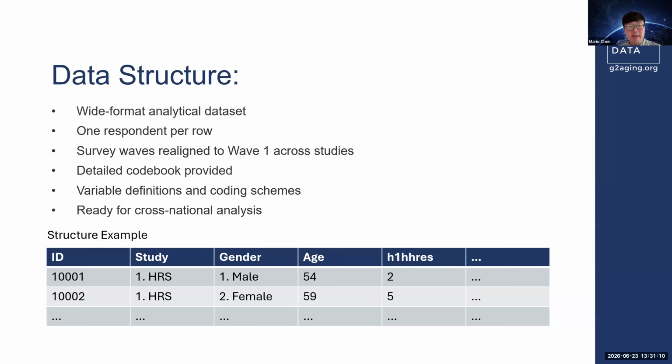Finally, we provide a detailed codebook that documents variable definitions, coding schemes, and harmonization decisions. Together, the dataset and accompanying documentation are designed to help researchers quickly understand the dataset structure and begin conducting cross-national analysis with minimal additional preparation.